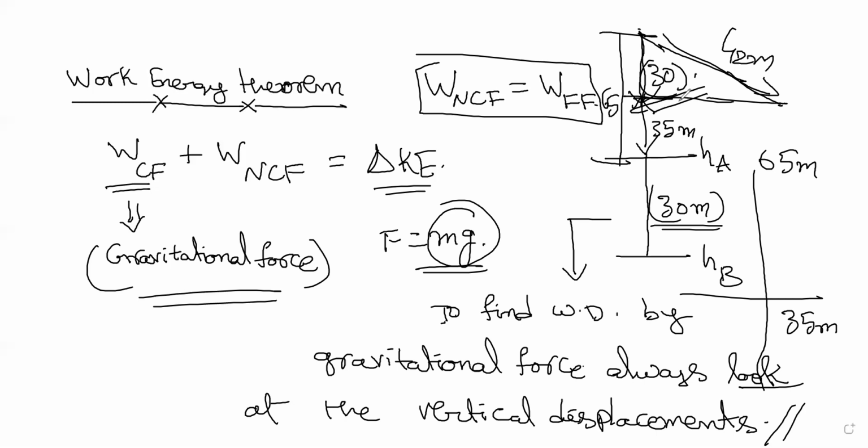Okay. So it's basically half the distance, right? No, no, 65 minus 35. Yeah, that's it. Because 65 minus 35 is 30. Yeah, exactly. Okay. Clear? Yeah.